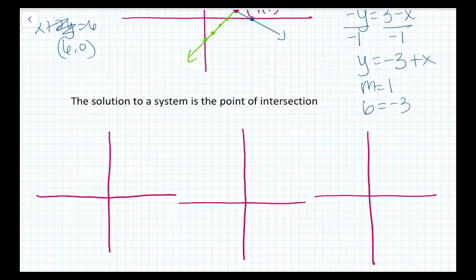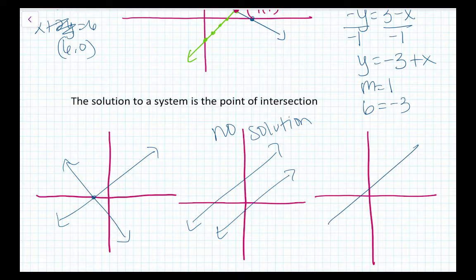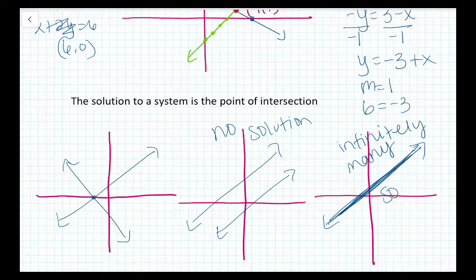A system can have 3 different types of solutions. The first is what we just looked at, where it has one solution, one point of intersection. The second is where the lines never intersect, therefore there is no solution. This happens when the lines are parallel. And the last is when the lines are the same exact line, and so they just overlap each other. That is when there are infinitely many solutions, meaning every solution for one equation is also a solution to the other equation. So the system has infinitely many solutions.